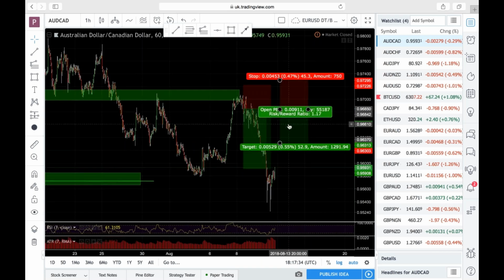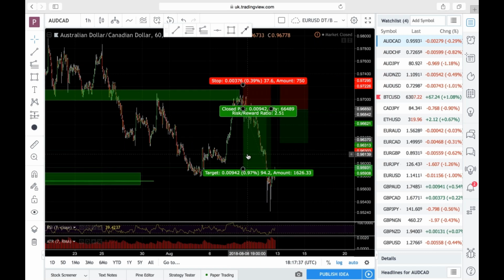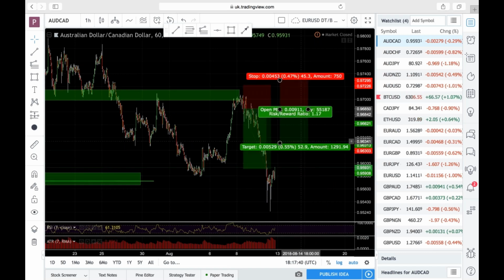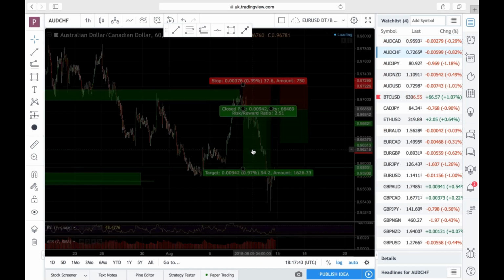Now this trade gave us a little 94 pip. It's a little 94 pip winner. A good way to start the week. But yeah, easy trade, first one. On to the next one.